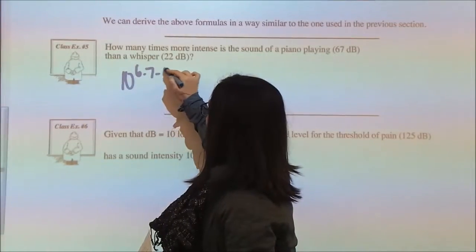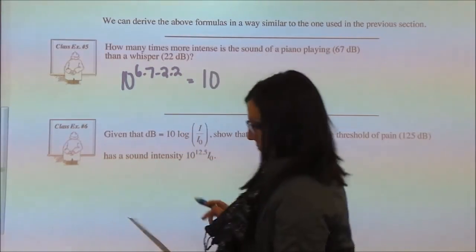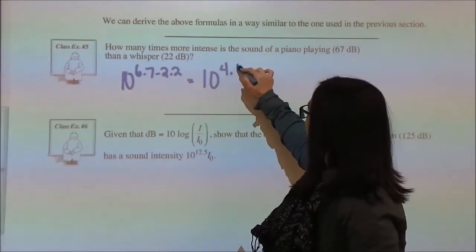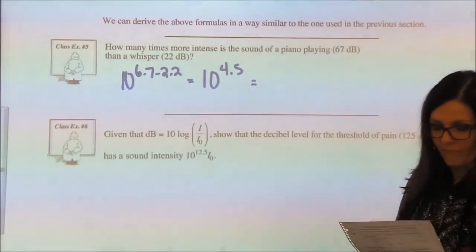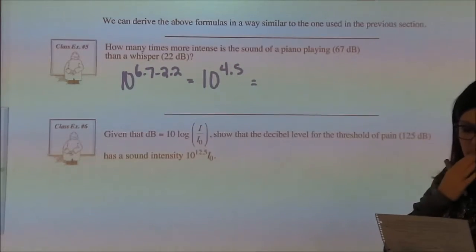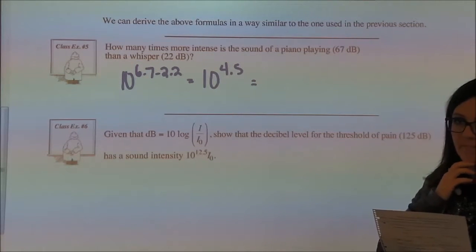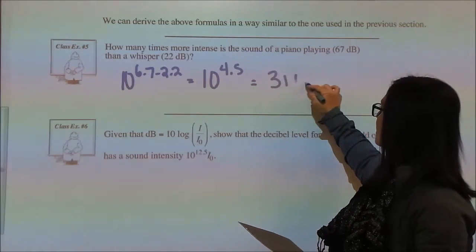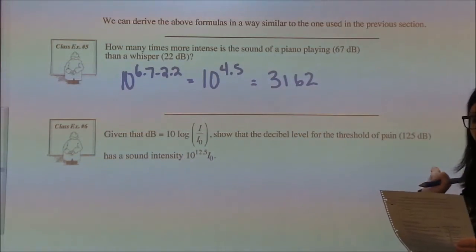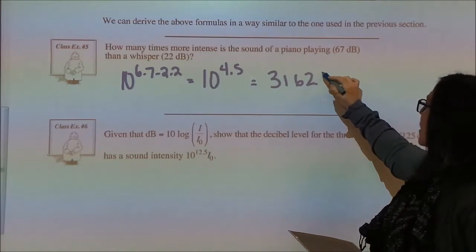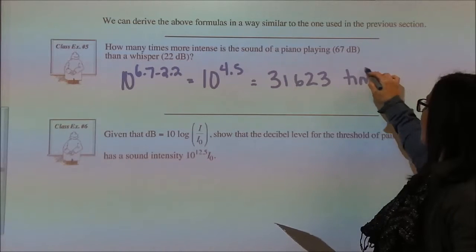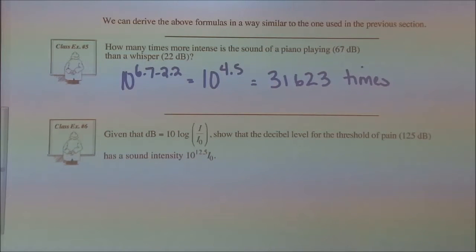So 6.7 minus 2.2 gives me what? 4.5. And what is 10 to the power of 4.5? Is that to the nearest whole number? That would be 623. So piano playing is almost 32,000 times as intense as a whisper.